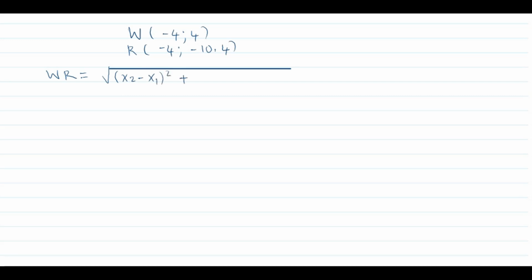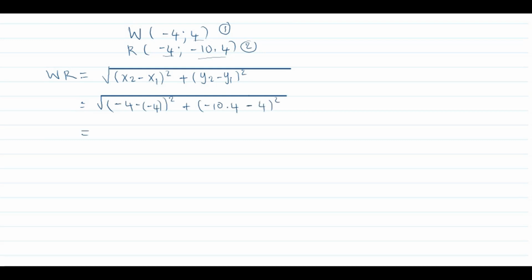plus y2 minus y1 all squared. Like I always mention, I always label my points so that I do not get confused. So this is my 1 and this is my 2, right? So my x2 is going to be -4 minus your x1, which is -4, all squared, plus your y2, which is -10.4, minus your y1, which is 4, all squared. So -4 minus minus 4, that's going to be a +4.